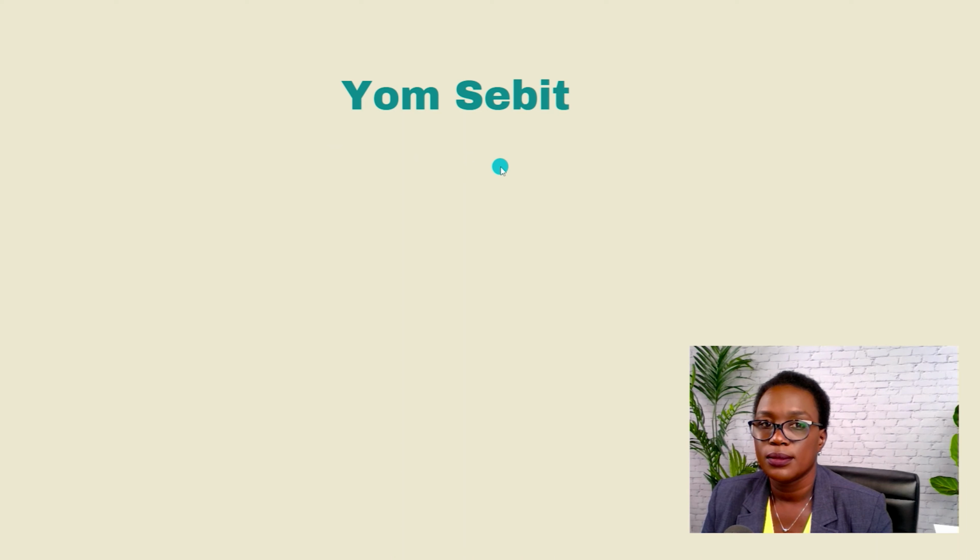Yom sebit. Yom sebit is a Saturday. By the way, in our community, we name people after days. You'll find people called Juma, somebody born on Friday, and Sebit, somebody who is born on Saturday. So when you meet a Sebit and a Juma, they are just Friday and Saturday. And it's a common name. Yom Sebit is a Saturday.